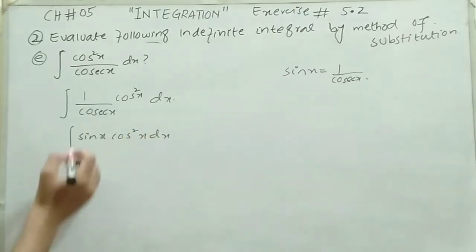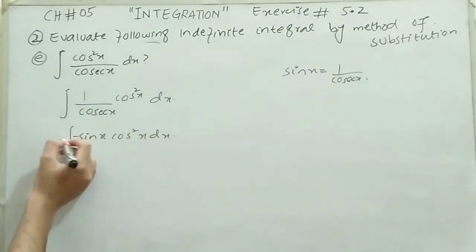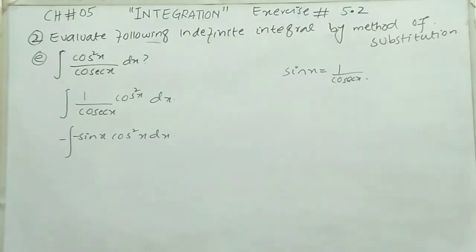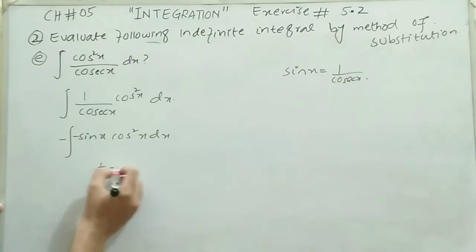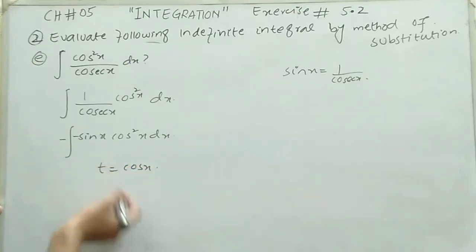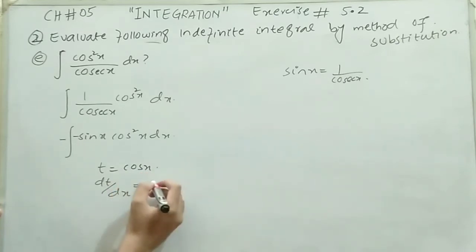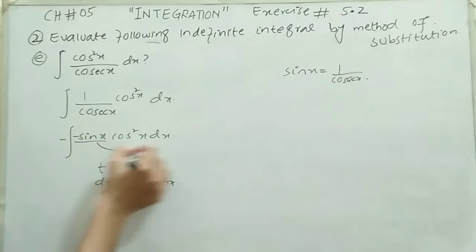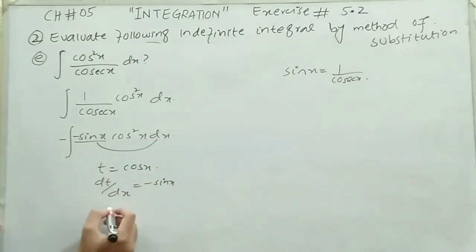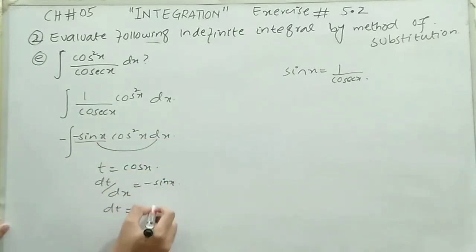Now over here I multiply minus and minus. It cannot affect the given integral. It again gives us plus. Now over here I suppose we take cos x. Let's suppose this is t. t is equal to cos x. So now differentiate both sides with respect to x. So dt by dx will be, the derivative of cos x is negative sin x. Over here we have negative sin x dx. So dx will shift to the right hand side. It becomes dt is equal to negative sin x times dx.